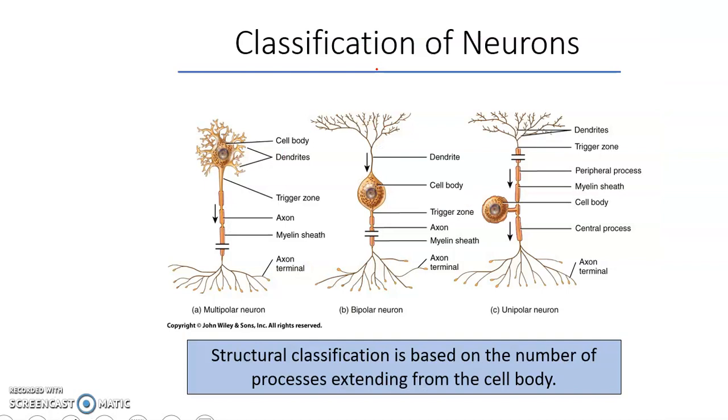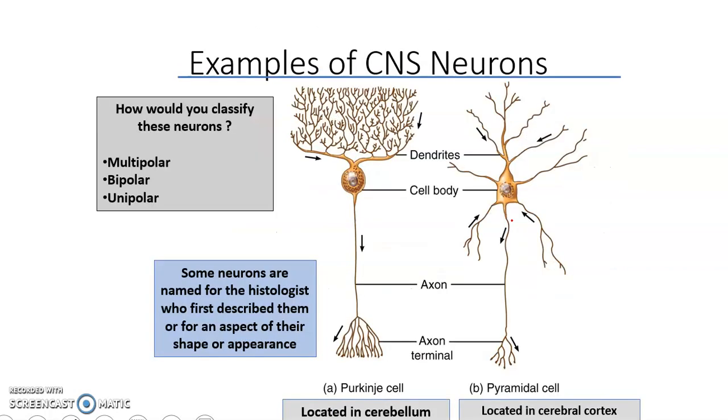Neurons can be classified according to their structure, and this is based on the number of processes extending from the cell body, not all the processes that you can see in the image itself. Multipolar neuron, because we have many extensions, processes arising directly from the cell body. Bipolar means two. We have only two processes arising from the cell body. Unipolar, because we have only one, this small short process arising from the cell body.